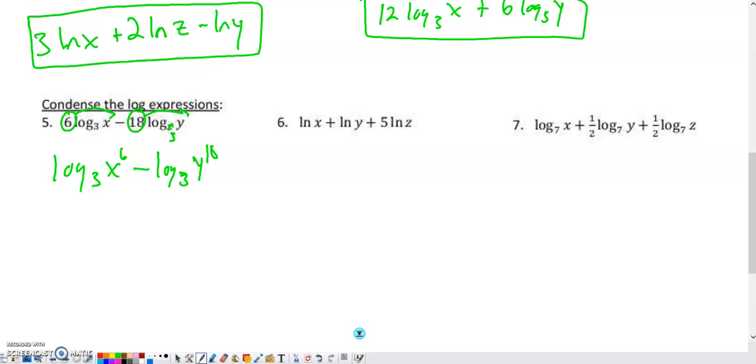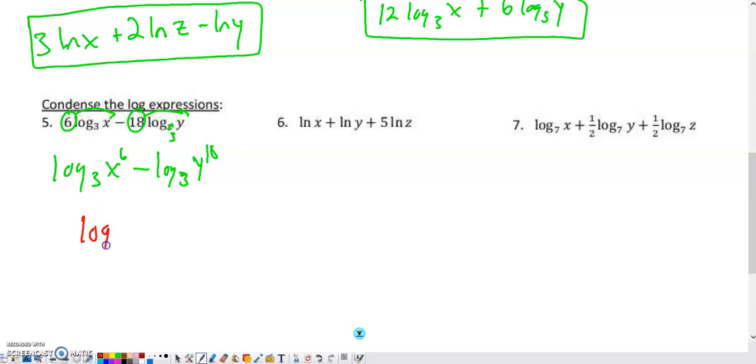Now, you want to see, is there any addition or subtraction? If there's addition, that means there was originally a product. So you want to bring them back together to create a product. If there was any subtraction, you want to bring them back together because that originally was a quotient. So you want to make a division. Here we have subtraction. So we need to make a quotient. We need one log only. That's our goal when we condense.